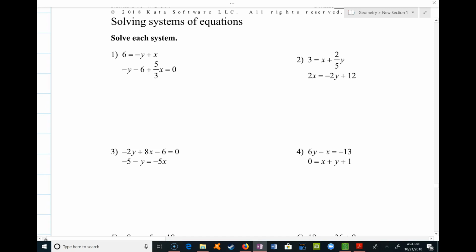I think it depends on how the problem looks. I may use substitution sometimes, may use elimination other times. So in this case, I noticed that it's pretty easy to get x by itself in that first equation. So I'd start out by going 6 plus y is equal to x. That way I can substitute 6 plus y in for x. So then I take the other equation, plus 5/3 times x equals 0, and of course I'm taking the x out and putting in a 6 plus y.